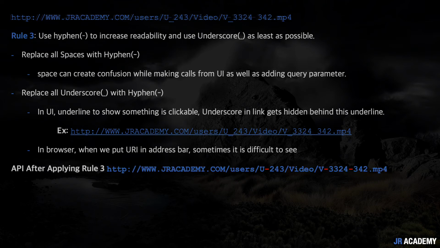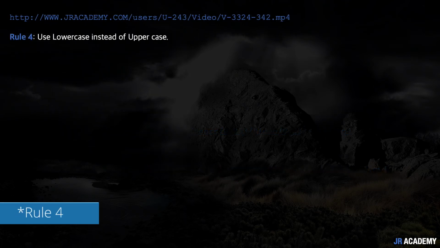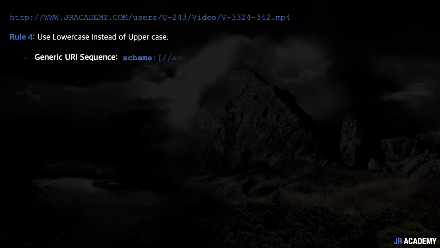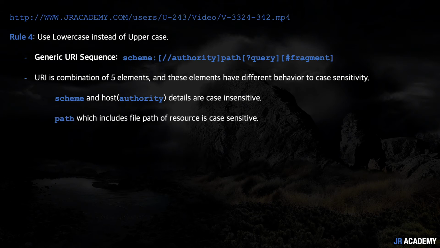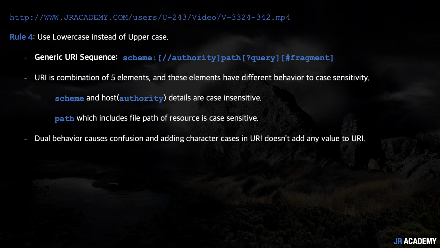And moving ahead to rule number 5, which says use lowercase instead of uppercase. So we already discussed that the URI is a combination of 5 elements, and these elements have different characteristics when it comes to case sensitivity. So for example, scheme and host details are case insensitive, whereas the path, which includes the file path of the resource, is case sensitive. So this dual behavior causes confusion here, and additionally adding these extra cases in a URI doesn't add any value.